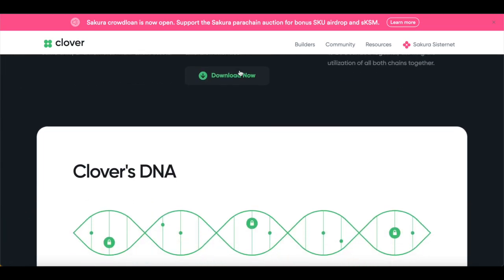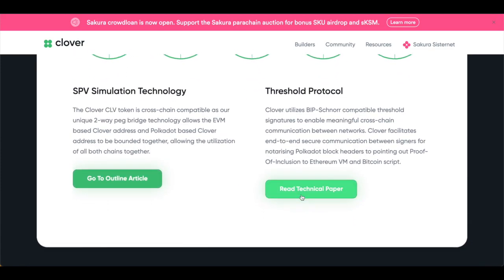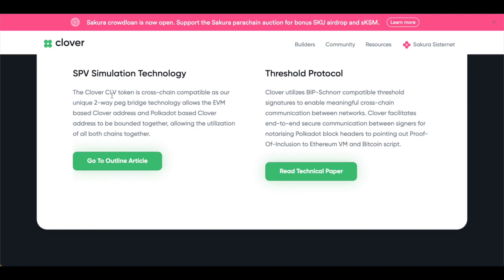And it's absolutely brilliant in my opinion, but it gets even more amazing when you dive even deeper into Clover's DNA. They talk about the SPV simulation technology and the threshold protocol, and these are two very interesting things. The Clover CLV token is cross-chain compatible, as our unique two-way pledge bridge technology allows the EVM-based Clover address and Polkadot-based Clover address to be bound together. That's quite genius, allowing the utilization of both chains together. That's absolutely brilliant.